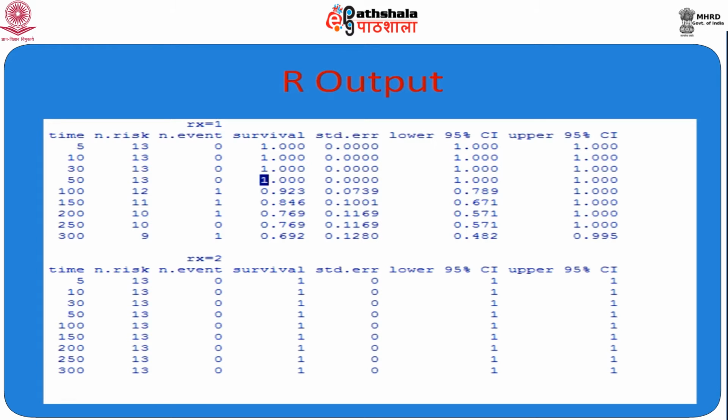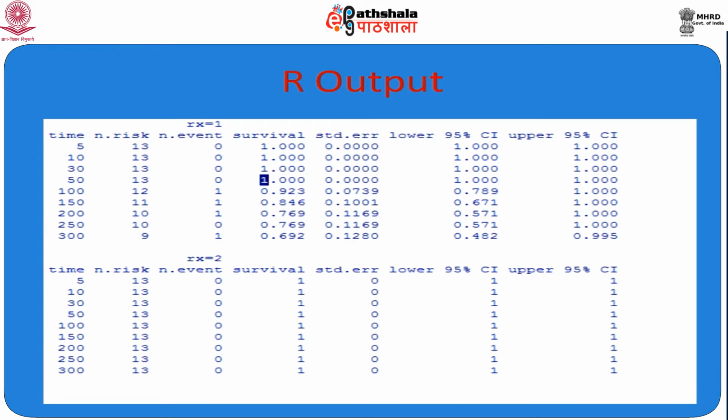So again, the number of patients at risk in treatment 1, Rx1, is given as 9. The corresponding survival probability is also given as 1, and it was unchanged till 100 days. When 100 days came, it reduced to 0.92, at 150 days it reduced to 0.84, then 0.76, and up to 300 days it reduced to 0.69.